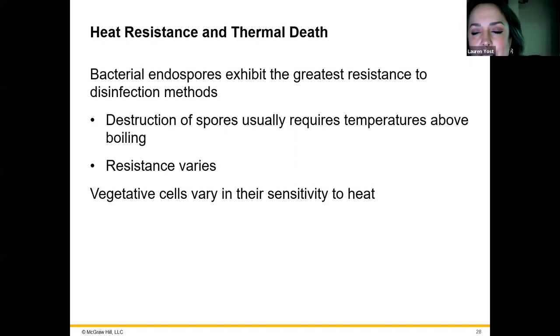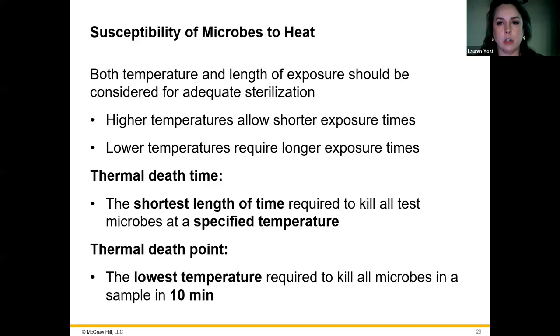Okay, heat resistance and thermal death. Things like bacterial endospores and even some vegetative cells are going to be more resistant to heat than others. That's no surprise. So we might want to try out and see what method will work better. Thankfully, somebody mostly did all of this for you whenever you reach for your cleaners and such, but this is how they got there.